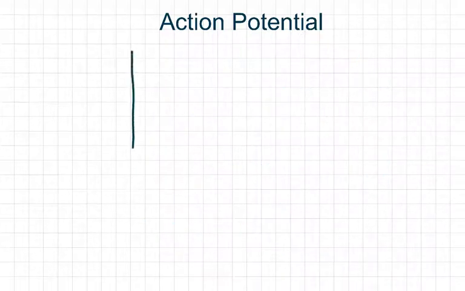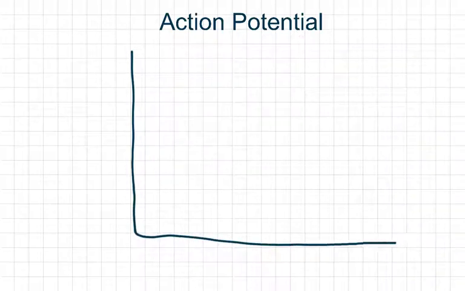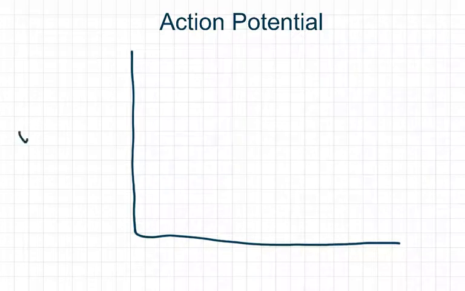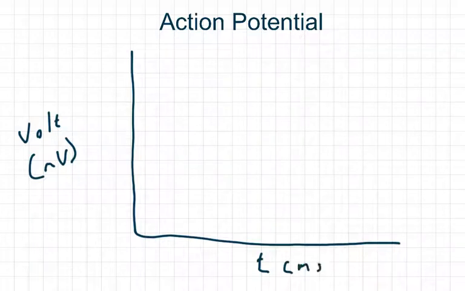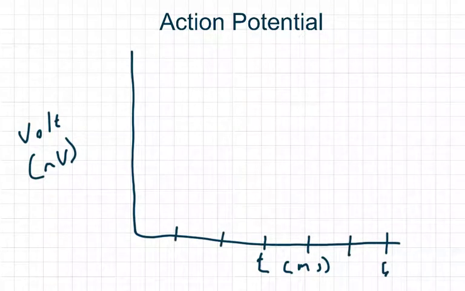And so what we'll do here is let's further define it. Here on our y-axis is voltage in units of millivolts. And here on our x-axis we have time in milliseconds. And so when we look at neurons or any cell in the nervous system, it's in a negative resting state.